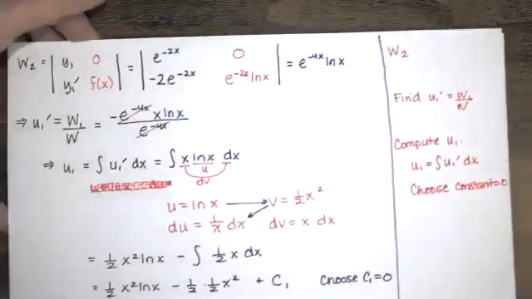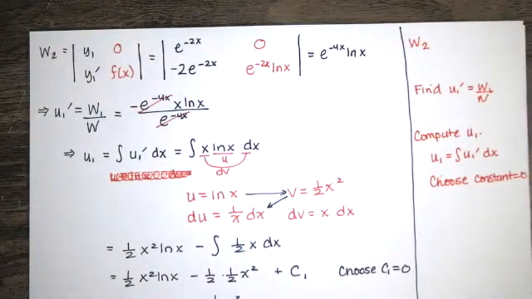Okay, so that's variation of parameters. We'll do another example in the next video.